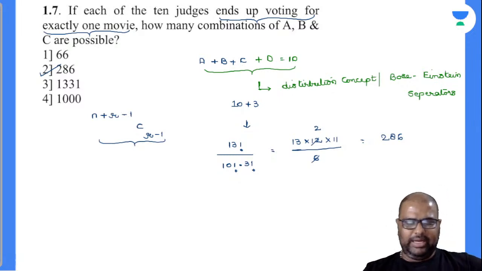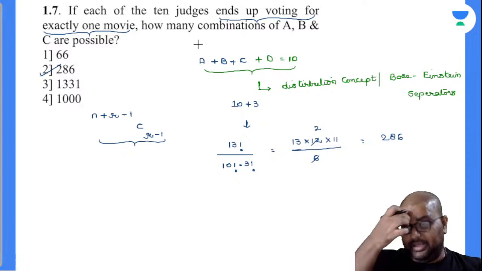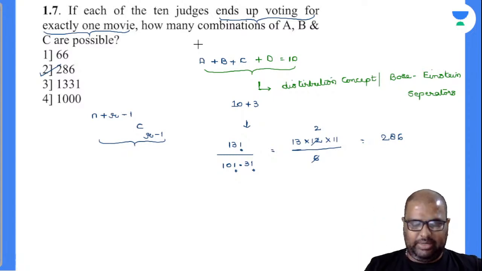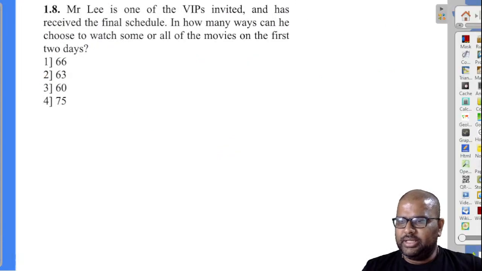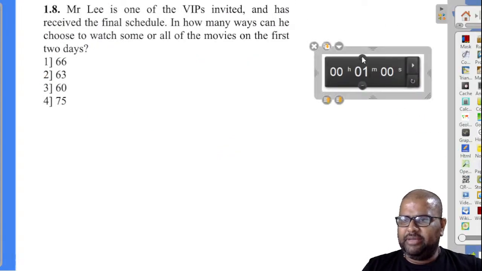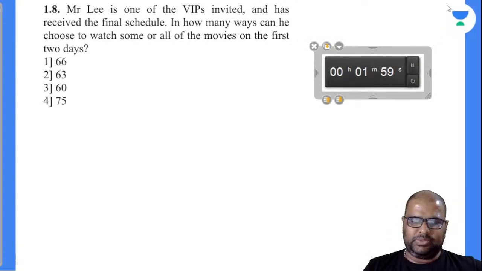Exactly one movie only, it seems. So exactly one movie means A plus B plus C plus D must be equal to 10. Yes. Let's come to this question. How many VIPs are there? 50 VIPs are there. Let's see how many can answer this one.